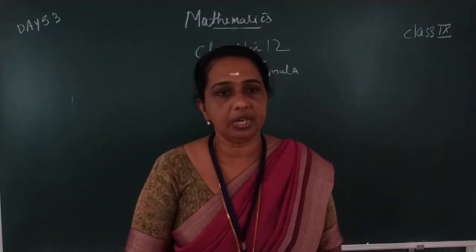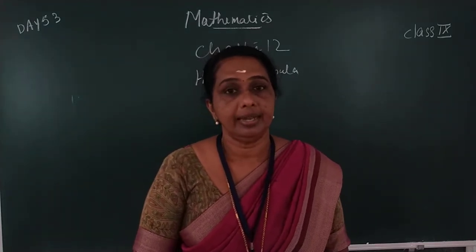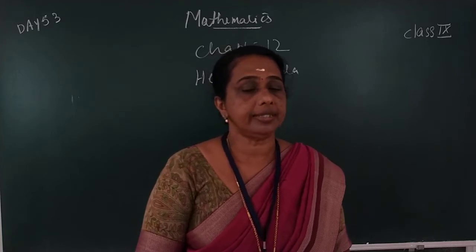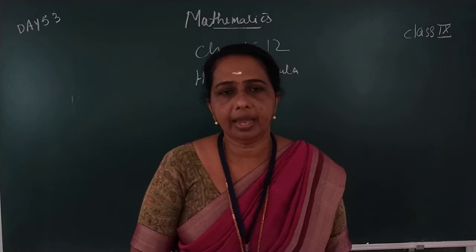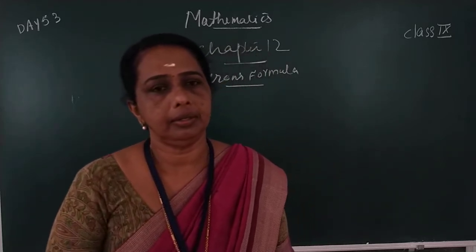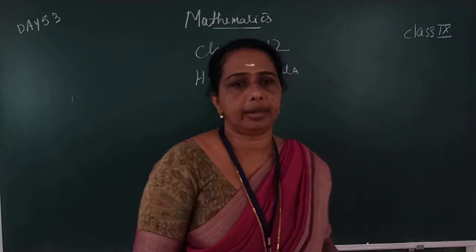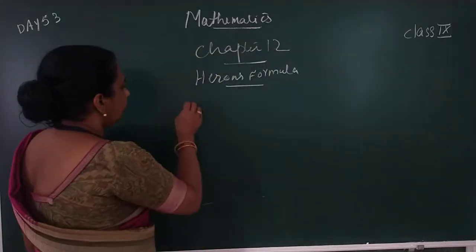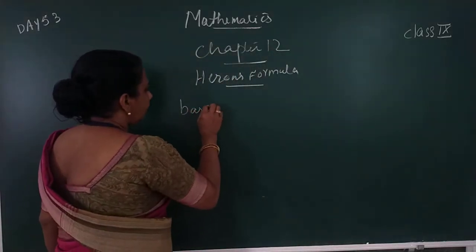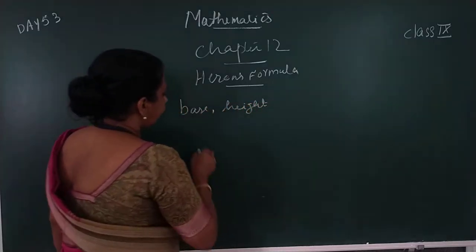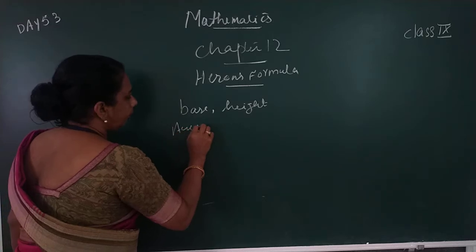Today we will start a new lesson, chapter 12, Heron's formula. You have already studied area of a triangle and the formula for finding area of a triangle. In a triangle, the base and altitude or height is given. What is the area of a triangle?